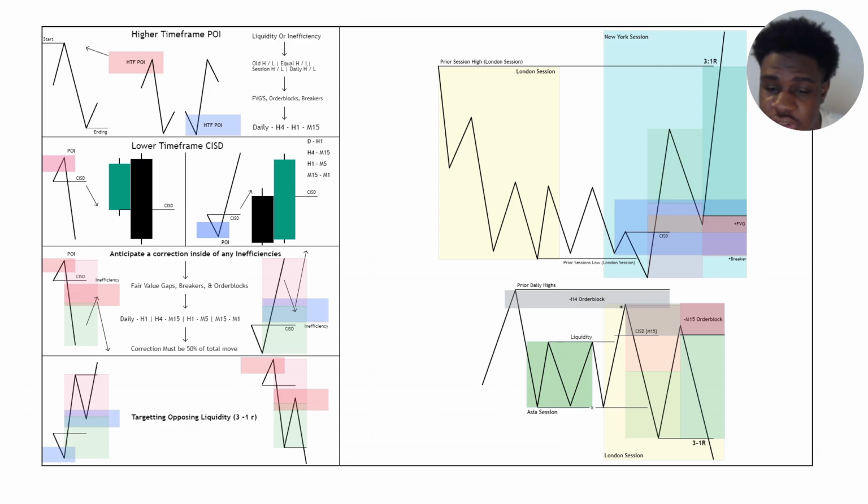Now we're going to go into charts. I'm going to show you an example of an actual trade that we took on the Dow Jones using this exact framework that I use on a consistent daily basis to print me money.